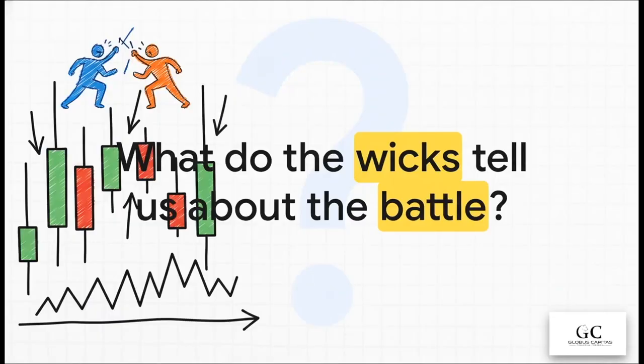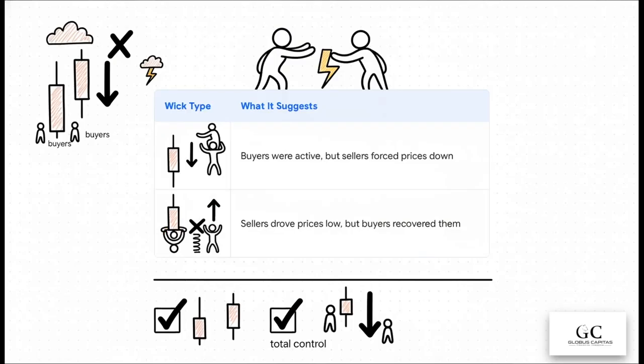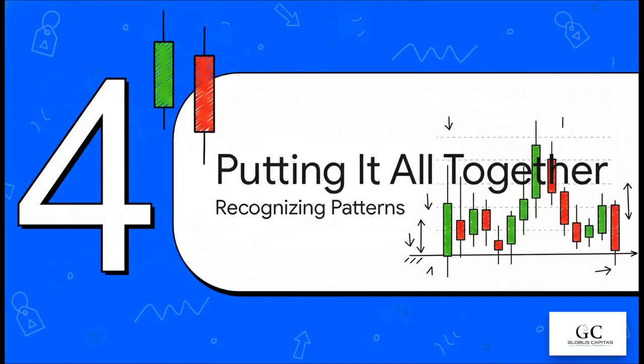So that's the body covered. But what about those wicks? Oh, they tell a fascinating side story about the struggles that happened during the main event. A long upper wick? That tells us buyers tried to rally and push the price way up, but sellers jumped in and forced it back down before time ran out. A long lower wick tells the opposite tale. Sellers tried to tank the price, but buyers came storming back and pushed it higher. And if you see really short wicks, or none at all, that just screams total domination by one side, from start to finish.